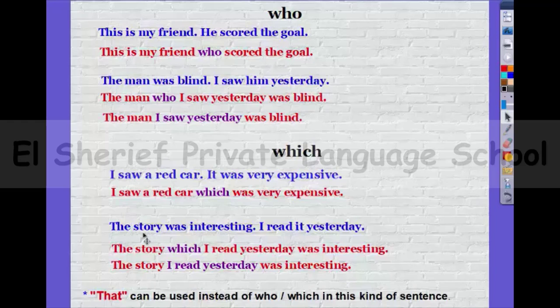The second example here, the story was interesting. I read it yesterday.